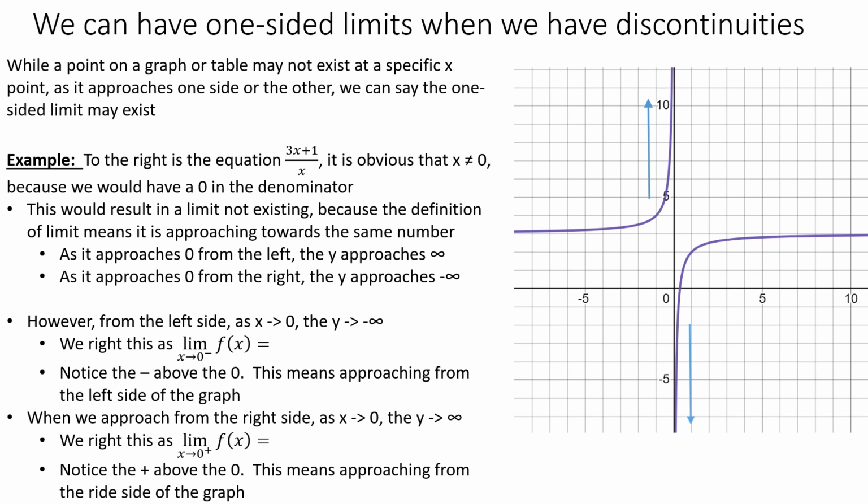Now we can have one-sided limits when we have discontinuities, but we have to express first that they are one-sided limits. Now, in this equation right here, 3x plus 1 over x, obviously x can never be 0. So not only do we have an asymptote here, this is an infinite discontinuity, because it can never be zero. You get closer and closer to zero.